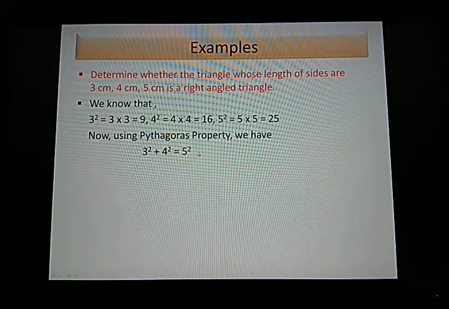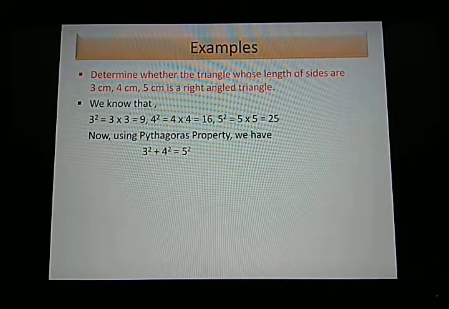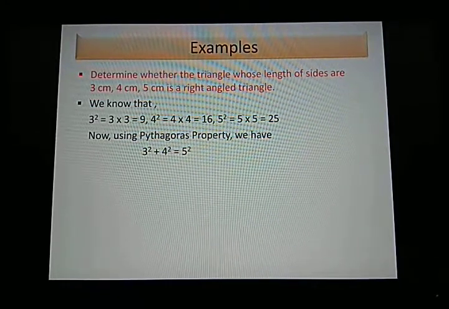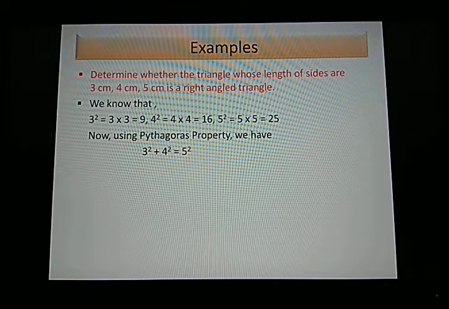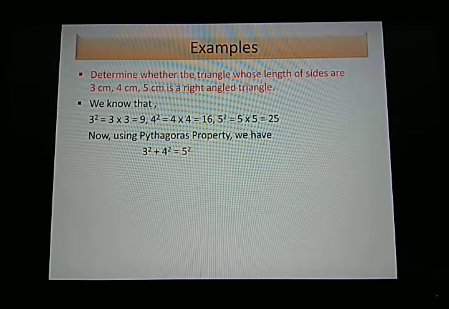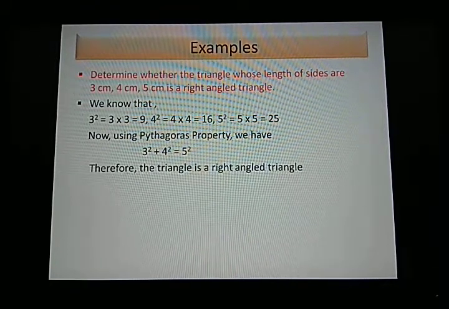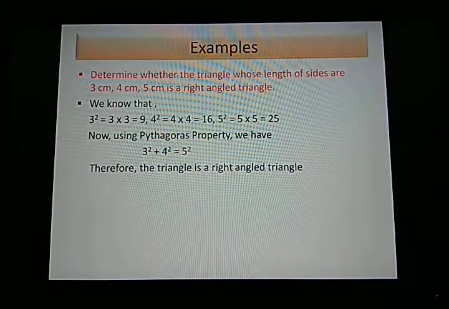is equal to the square of the third side. So the Pythagoras property satisfies here. So as a result, we can say that the triangle that will be formed by these three given sides in the question will be a right angled triangle. Clear? Now let us move on to the next example.